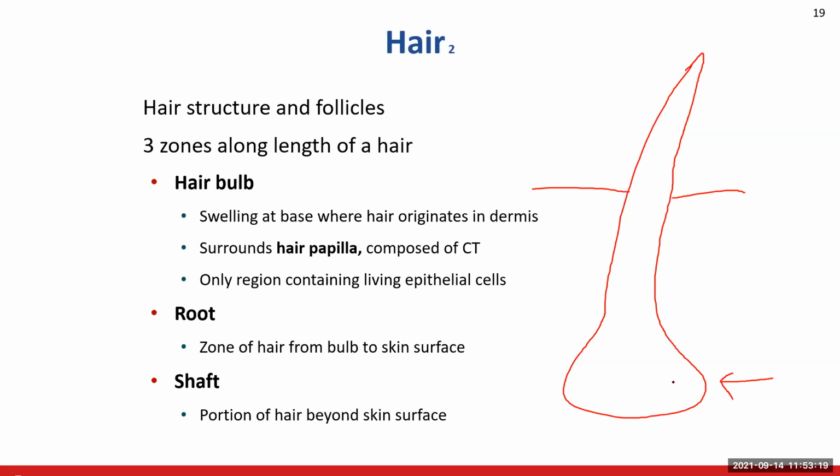But the hair bulb surrounds this structure called the hair papilla. So you'll have blood vessels going in here and then leaving, okay? And so this region here is referred to as the hair papilla. And so we're going to see the epithelial cells dividing in this area, and this is the only area in which you have living epithelial cells.